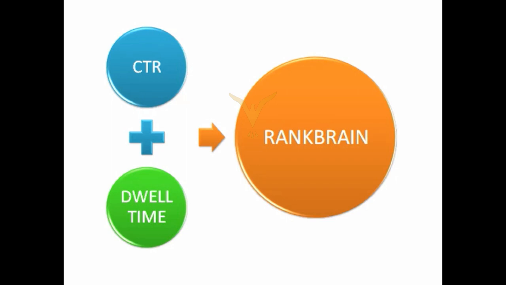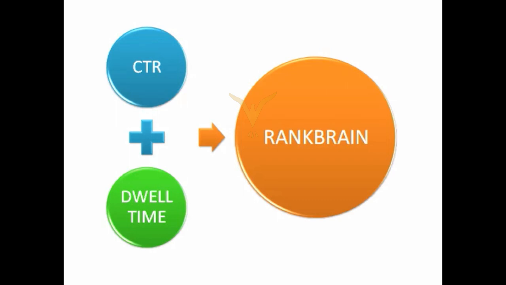Now, I am again repeating, RankBrain means a combination, that is CTR plus dwell time. CTR means click through rate, and dwell time means the time your customer is actually at your website, maybe video or your product. So how long your customer is at your site decides the dwell time. And CTR means how many people have clicked on your link.